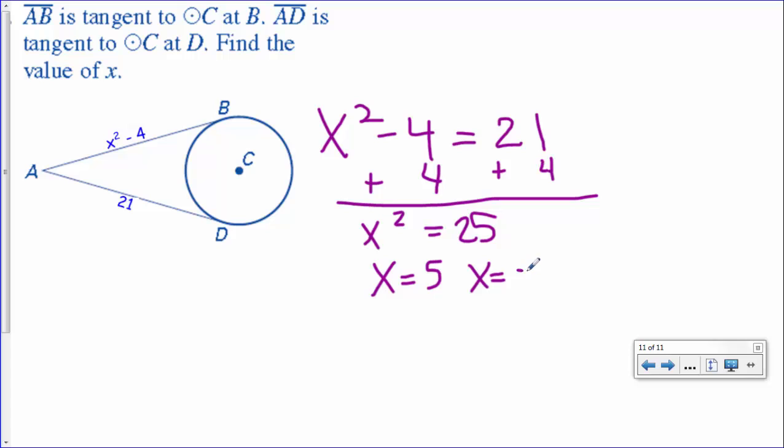In this case, we check the problem. Since it's an x squared, we could actually put in either number and it would work. If it was just, let's say, an x in the problem, we have to go back and check it. So here's our answer. And that's it for our lesson.